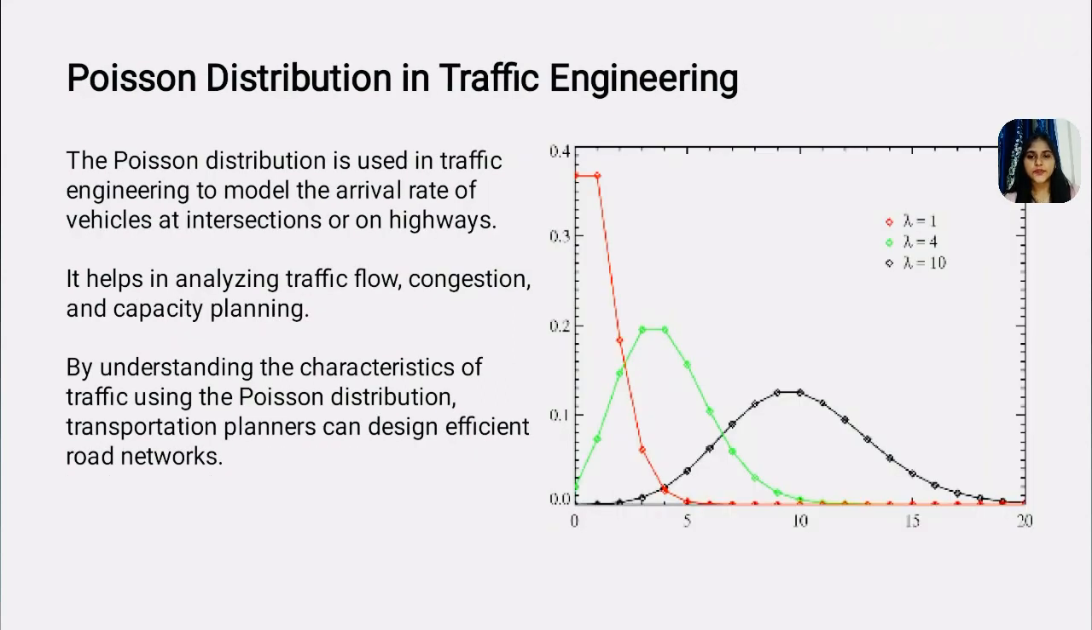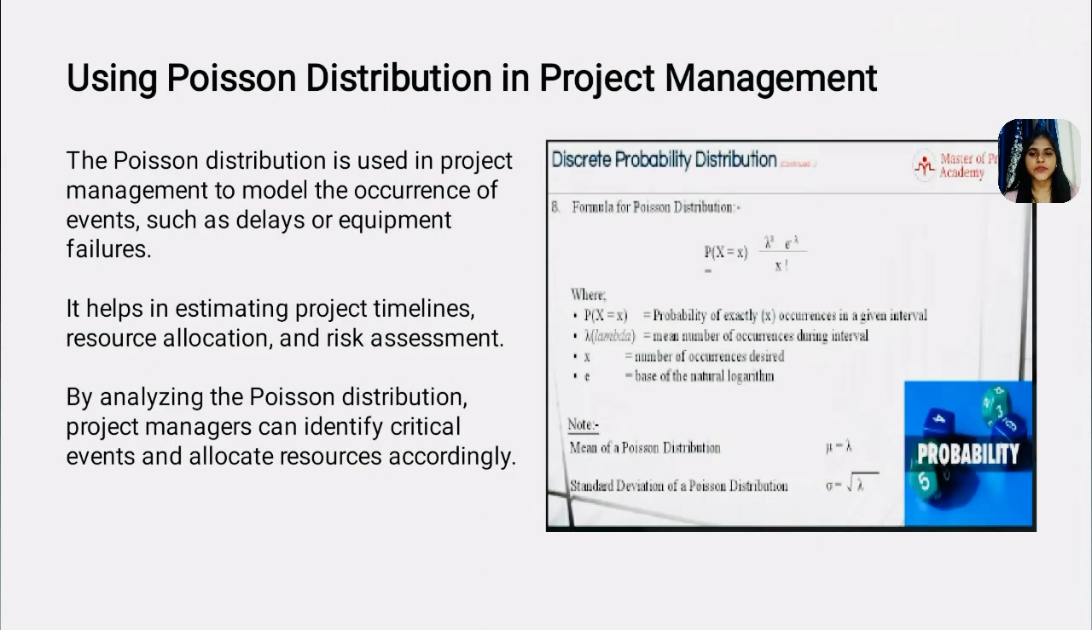Poisson distribution in traffic engineering. The Poisson distribution is used in traffic engineering to model the arrival rate of vehicles at intersections or on highways. It helps in analyzing traffic flow, congestion, and capacity planning. By understanding the characteristics of traffic using the Poisson distribution, transportation planners can design efficient road networks.